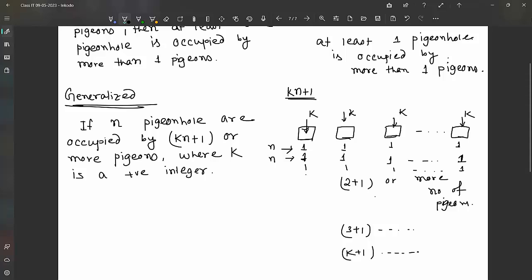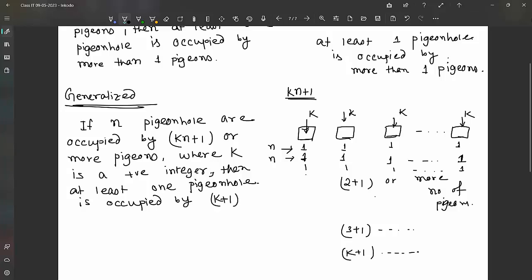okay, it is always necessary that it is a positive integer, because a pigeon cannot be split into halves. See, 1/4 or 3/4 is not possible. So this is a whole piece. So this k is a positive integer and then at least one pigeonhole is occupied by k plus 1 or more pigeons.